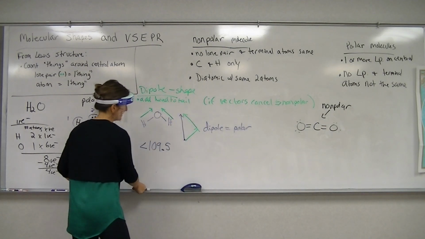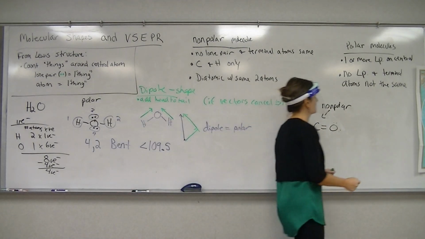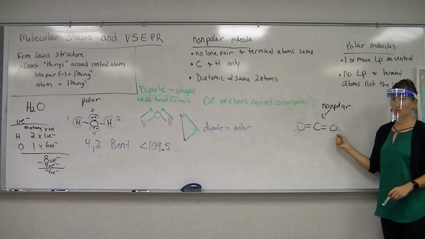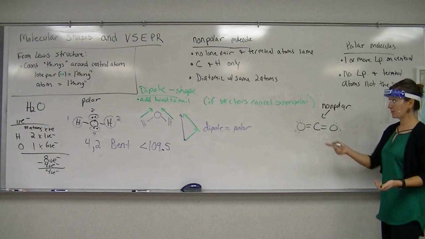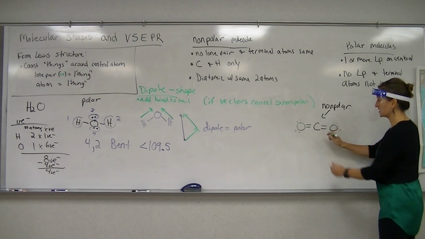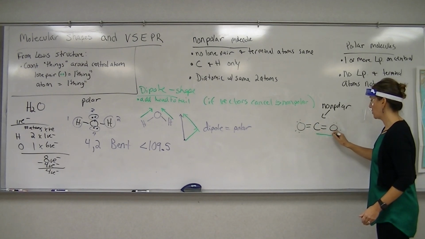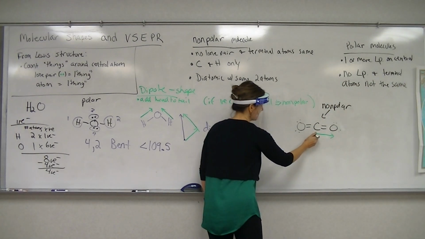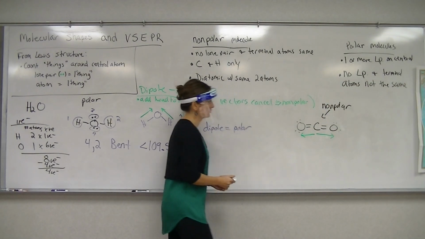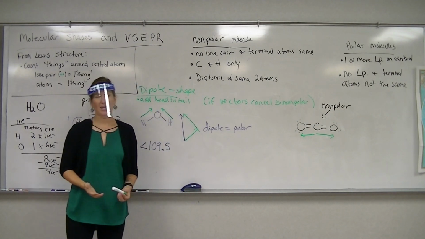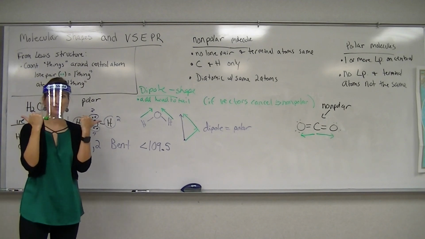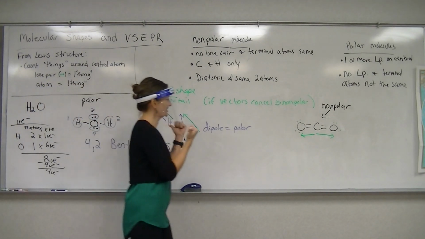Let's look at dipole moment. Oxygen's more electronegative than carbon, so we're going to do the same thing. If I'm isolating this bond, we have an arrow pointing towards oxygen because it's more electronegative. We need to do the same thing to all bonds. This time they're going to cancel. They're the same size in opposite directions.